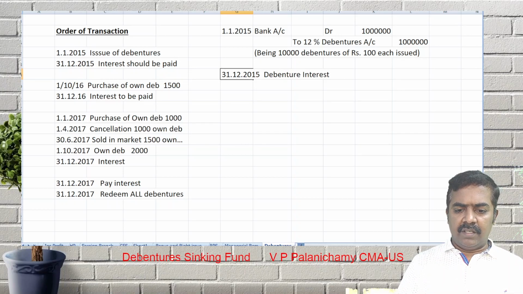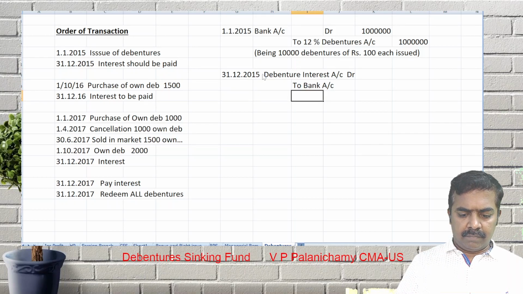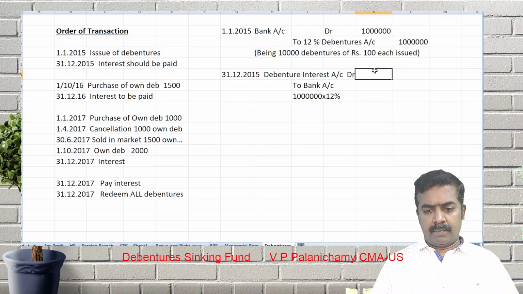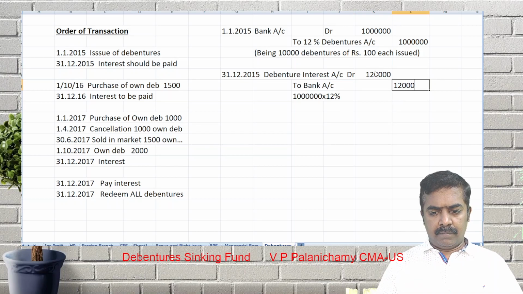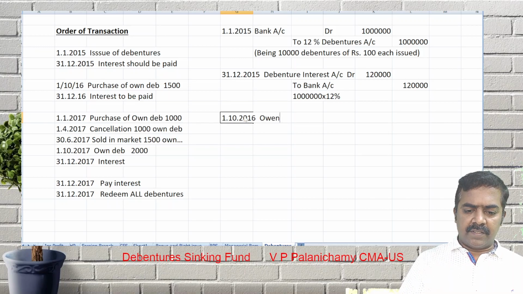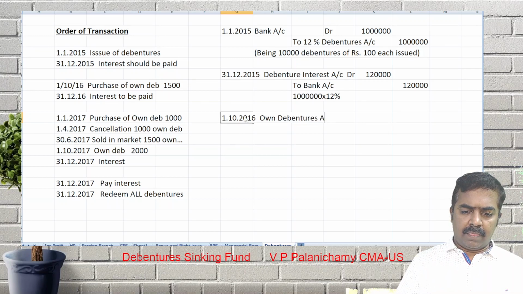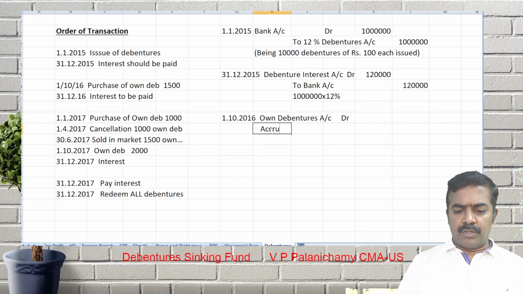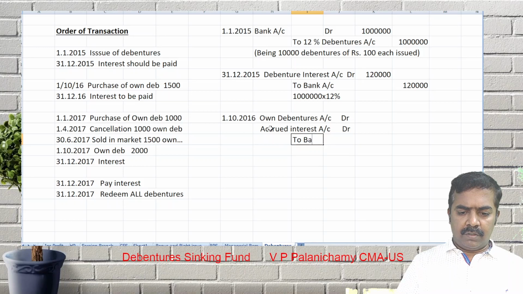Interest is paid once in a year only. On 1/10/2016, we are buying our own debentures. You have to pay interest. You can call it accrued interest also. To bank account.